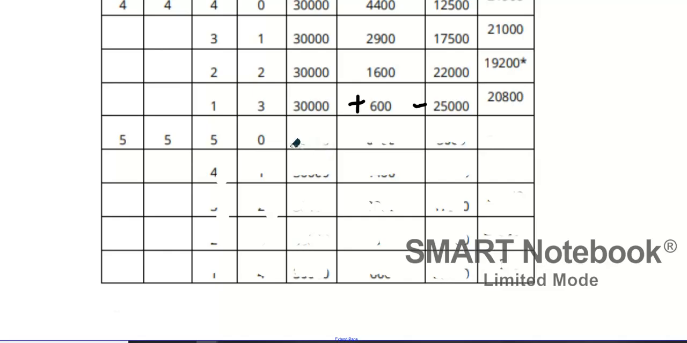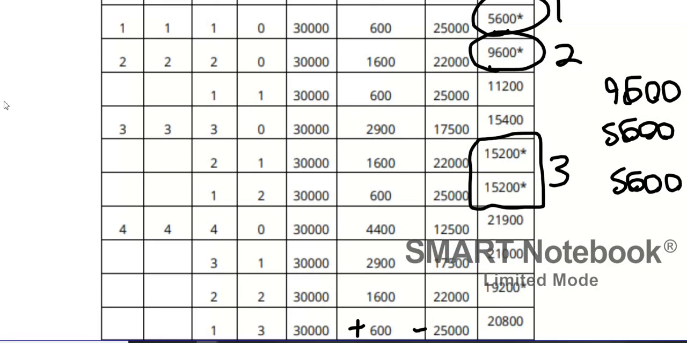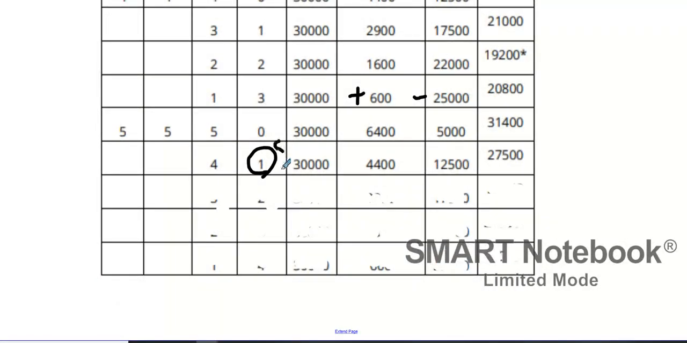Now, here we go. Keep it for all 5 years. We did this already, didn't we? It was the answer to question 1. We already did that. Now we're going to go for 4 and 1. Keep for 4 years. You have 4 years worth of maintenance, which is 4,400. You resell it for 12,500. So what are we doing there? We need the cheapest one. What's the cheapest value for 1 year left? 5,600 plus your 30,000 plus your 4,400. Take away your 12,500. You get 27,500.